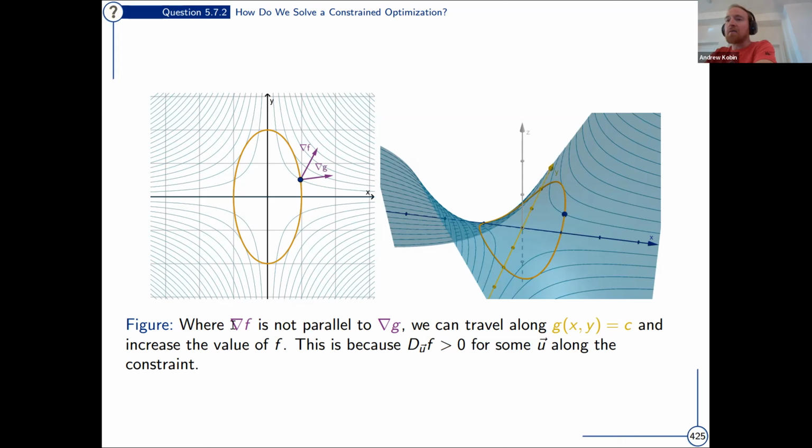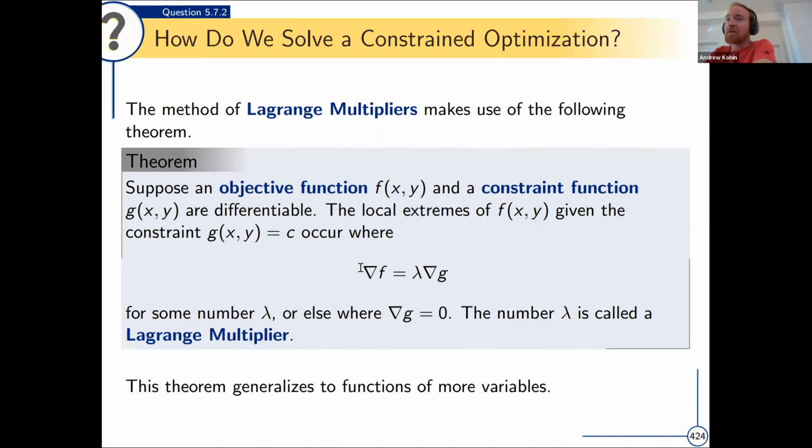We can spell this out in a little more detail by looking at directional derivatives, but I'll leave it to you to read this in the textbook if you want to know a little more. And for our purposes, the theorem will be enough. So this is a geometric explanation for why we get an equation like the gradient of f is parallel to the gradient of g. It's an easier way to say that: the gradient of f is proportional to the gradient of g by some constant lambda.